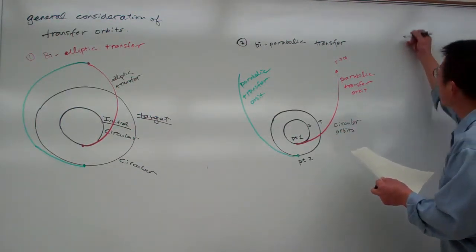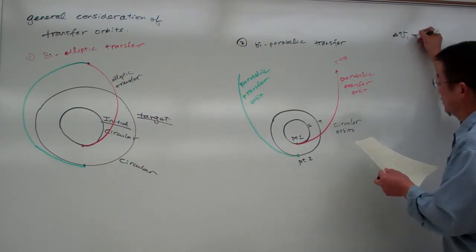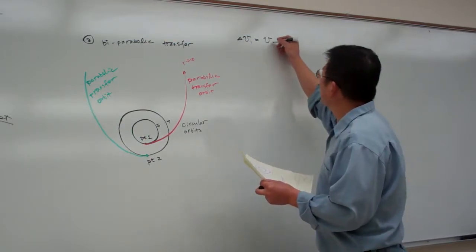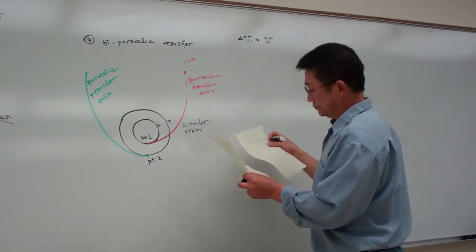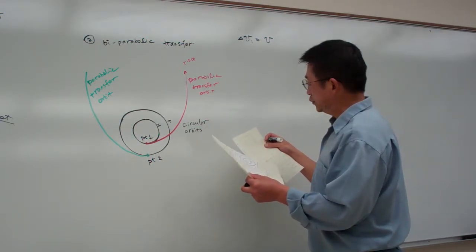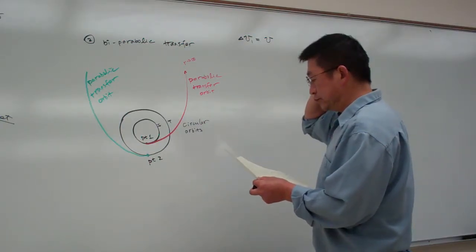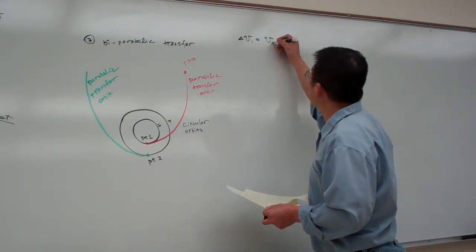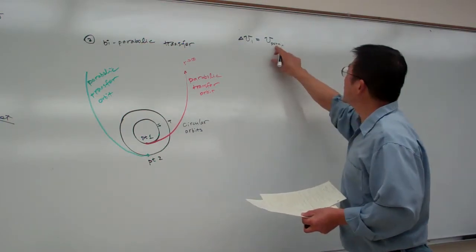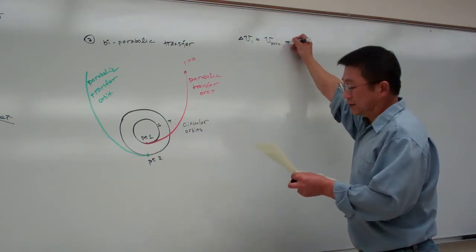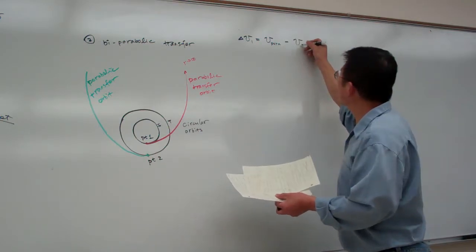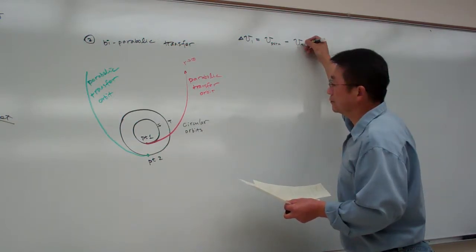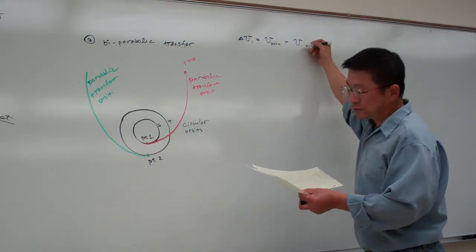So for parabolic, delta V1 equals V, this means the velocity on the parabolic, minus V on the... I want to make good notations.